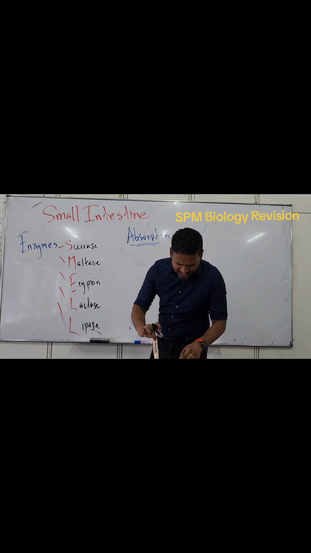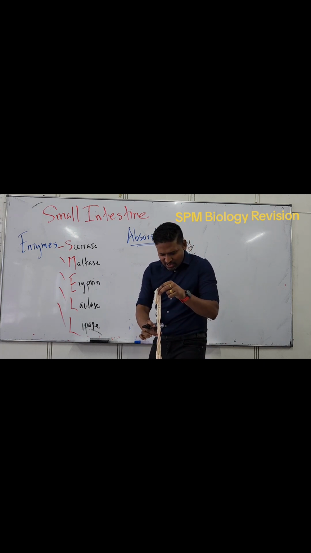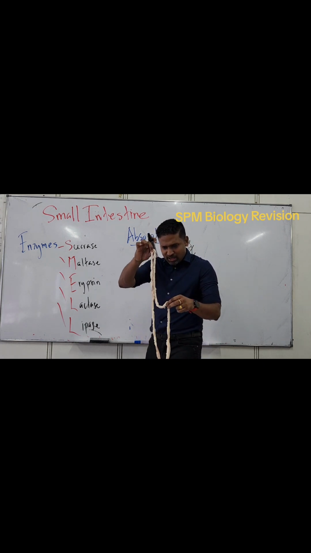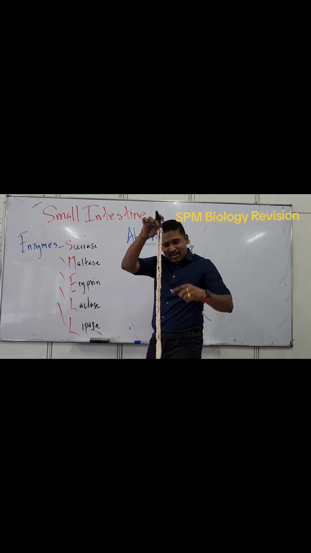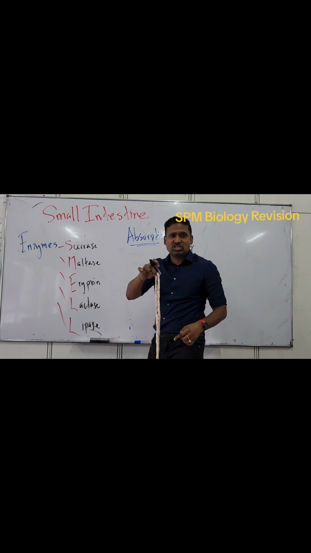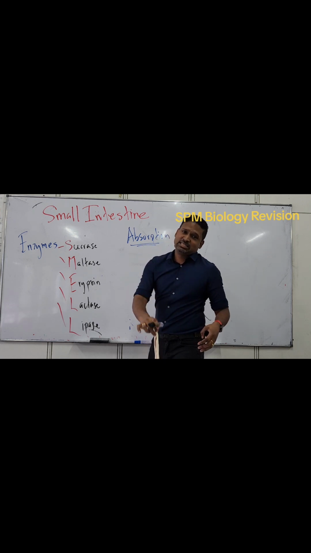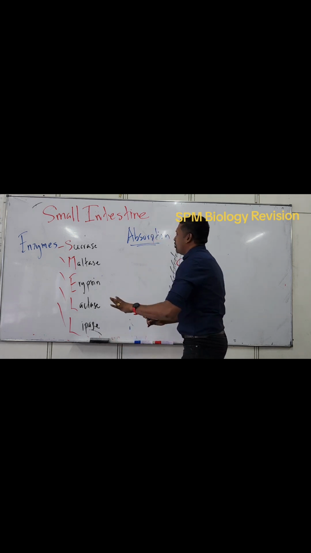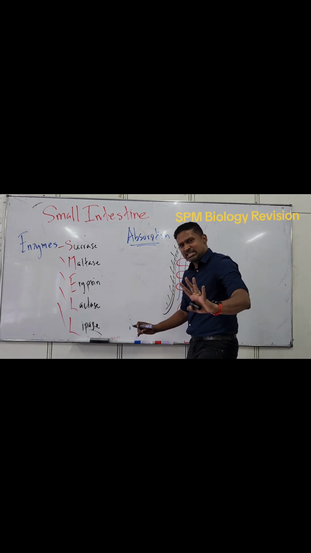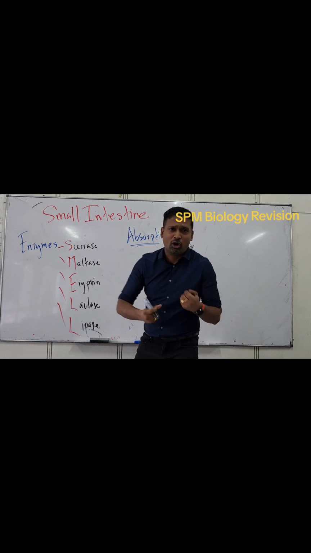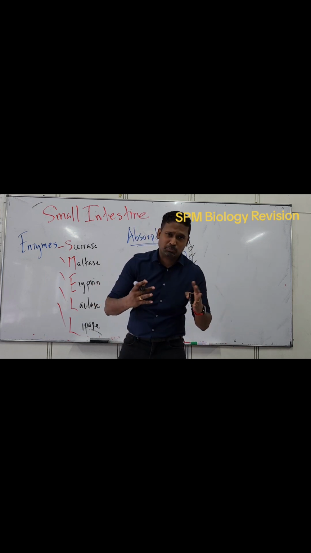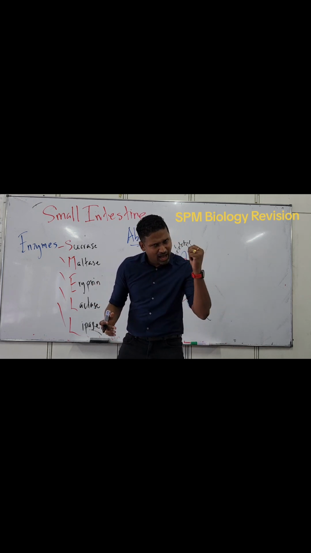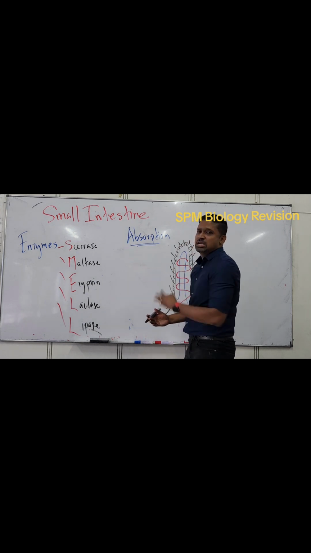This organ here, guys, very, very long organ. Okay, this intestine here. So all the final parts of digestion occur in the small intestine. Other than that, small intestine, after everything gets digested, the food must be absorbed. No point digesting food if it doesn't get absorbed. So it needs absorption. Where does absorption occur? Absorption also takes place in the small intestine.